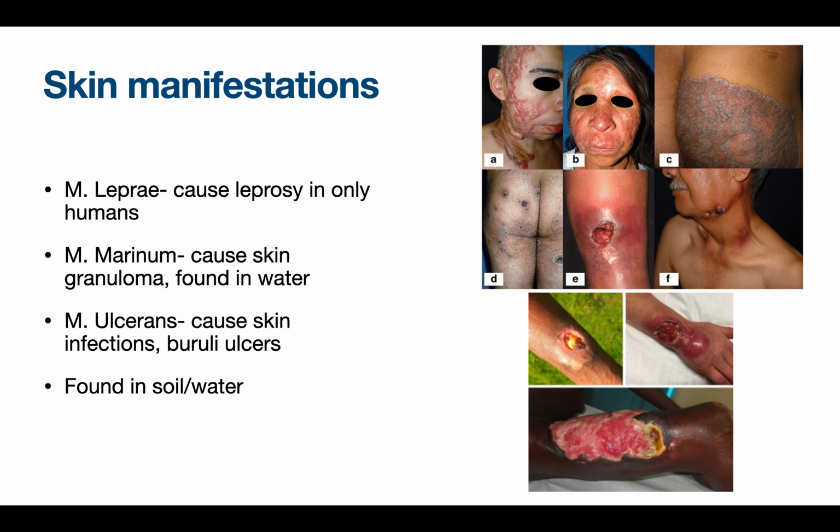Mycobacterium leprae is going to cause leprosy in humans, and M. marinum is going to cause skin granulation. It's found in the water. M. ulcerans is also going to cause skin infections, and these are going to be necrotizing ulcers called Buruli ulcers, and those are both found in the soil and water.